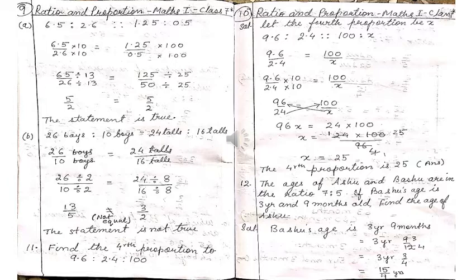Now let's discuss the 12th question. The ages of Ashu and Basu are in the ratio 7 is to 5. If Basu's age is 3 years and 9 months, find the age of Ashu. Now let Basu's age be 3 years and 9 months. Convert 9 months into a year form. So 9 upon 12 over there, and simplify it. So now the mixed form will be 3 and 3 upon 4. Now make it into an improper form, that is 15 upon 4 years.